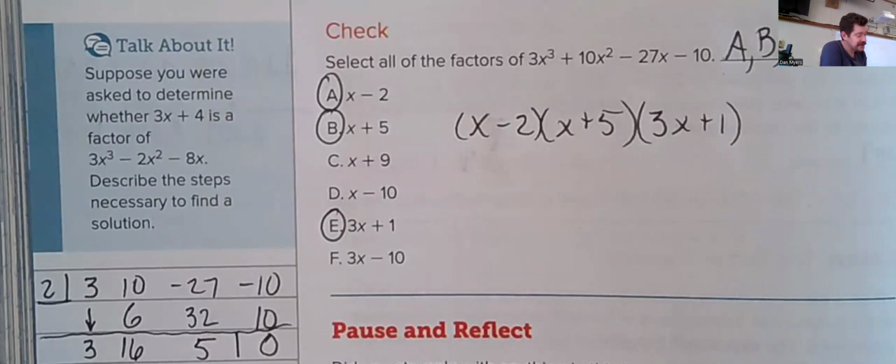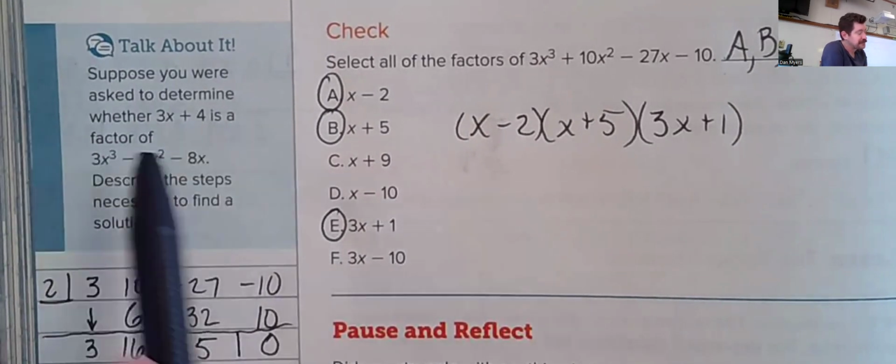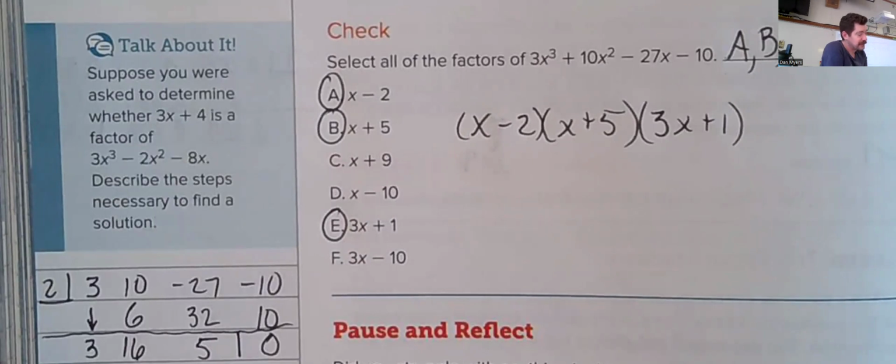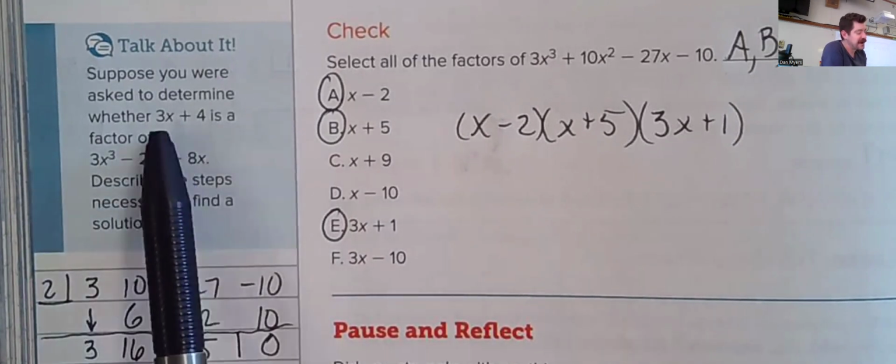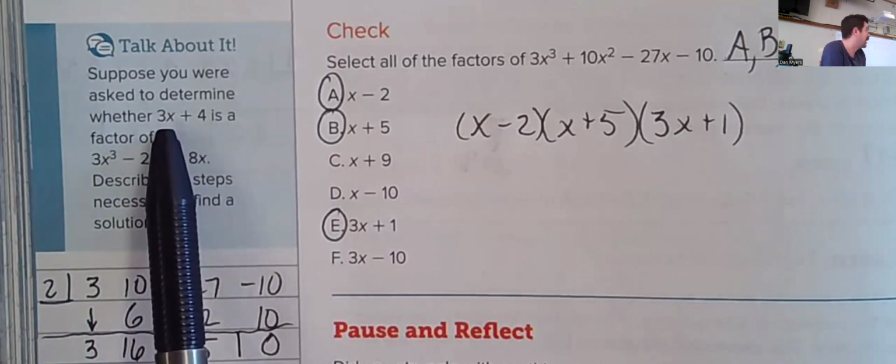Last question. Let's talk about this one off to the side. Suppose you were asked to determine whether 3x plus 4 is a factor of that. Describe the steps necessary. So I mentioned earlier in class that not only do we have to divide by a linear binomial, but the coefficient of x needs to be 1.